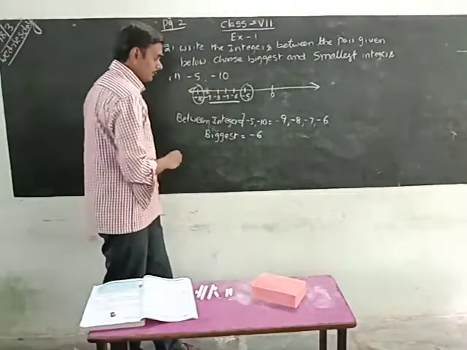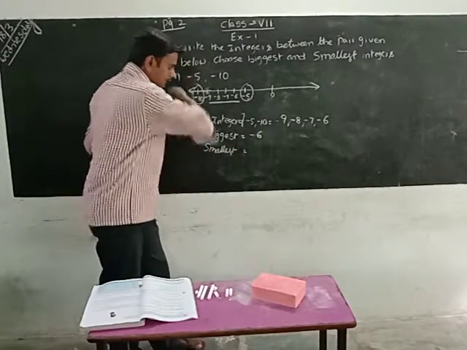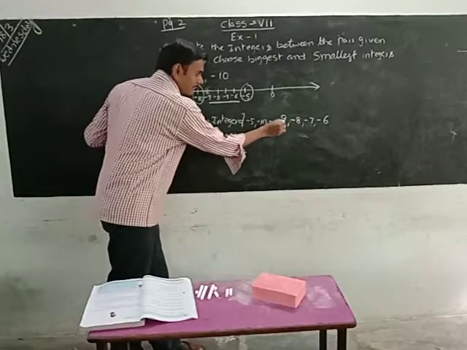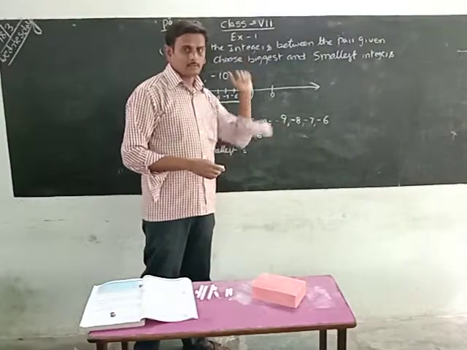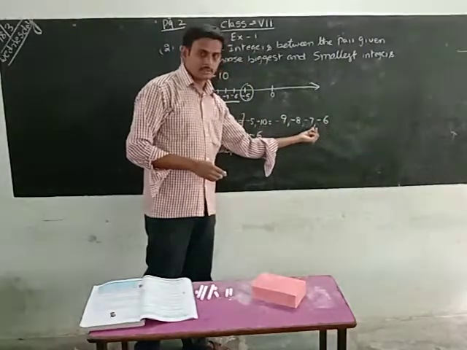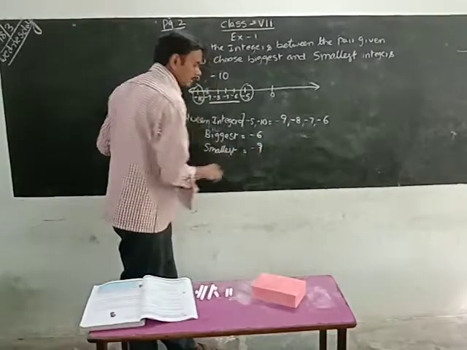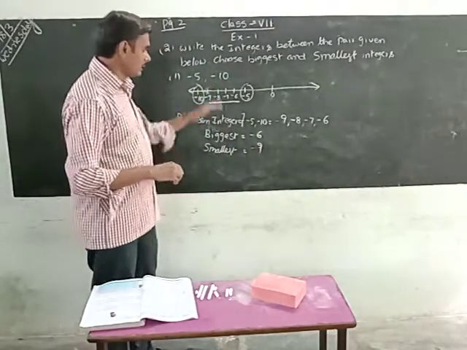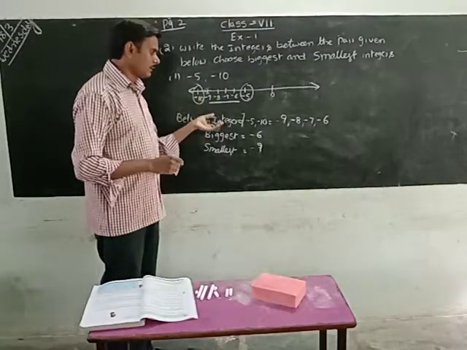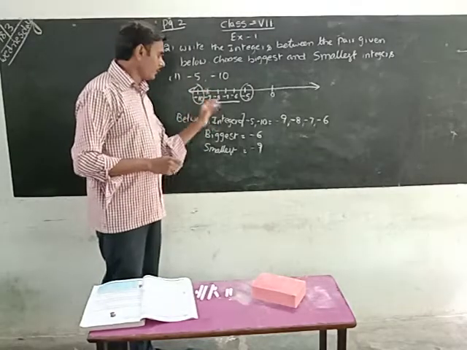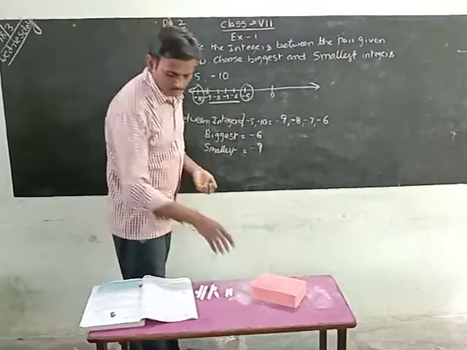Okay. Next is smallest. Which is the smallest? -9. Compared to all the numbers, -9 will be written last. After -6, after -7, after -8, only we can write -9. So -9 is the smallest. This is one way of doing this sum. We can do this sum without a number line also, but if you use a number line, it is very easy to write the answer.